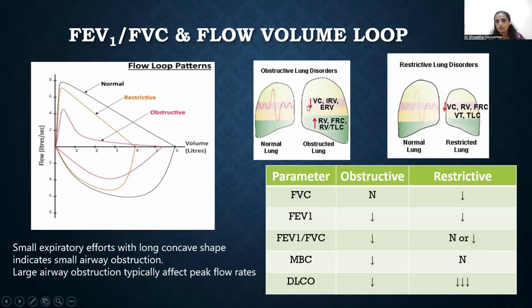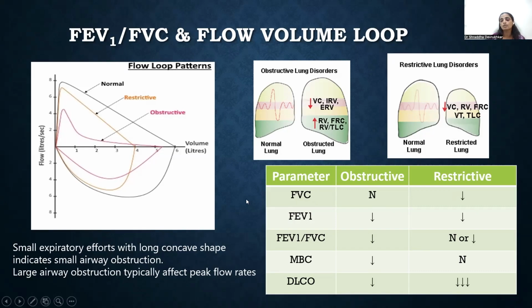So in obstructive disease, the residual volume, the FRC and the RV/TLC increase. While in restrictive, since the lung is only shrunken and everything is reduced, the ratio remains normal, but all the capacities are reduced. So in the FEV1, the FEV1/FVC ratio, everything is reduced in obstructive pattern, while here the ratio is maintained.